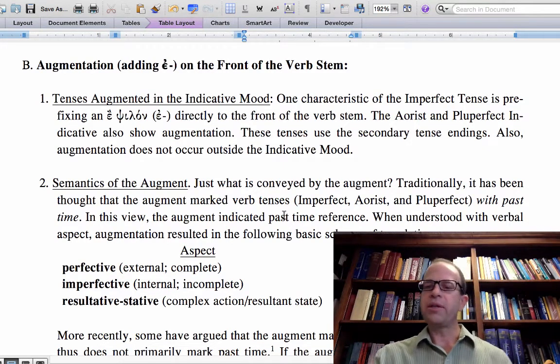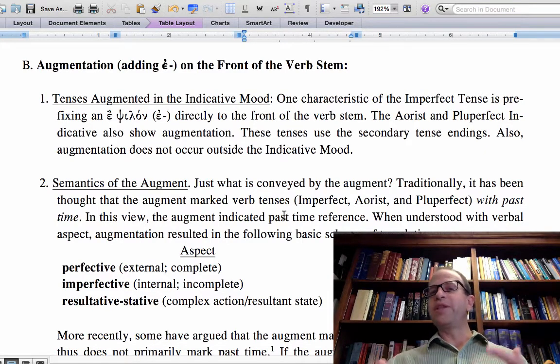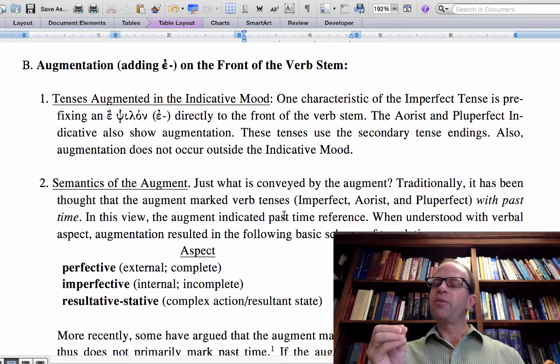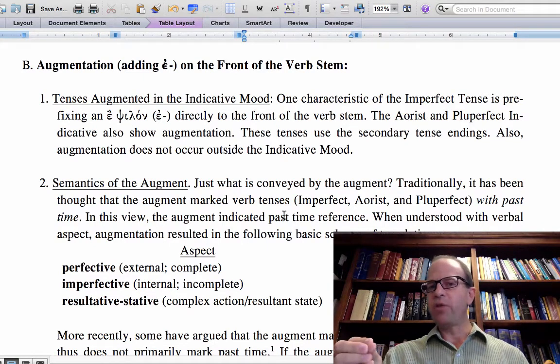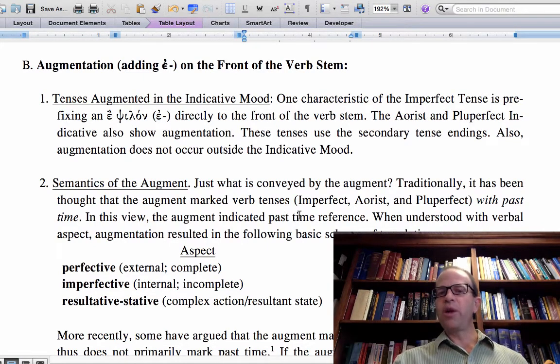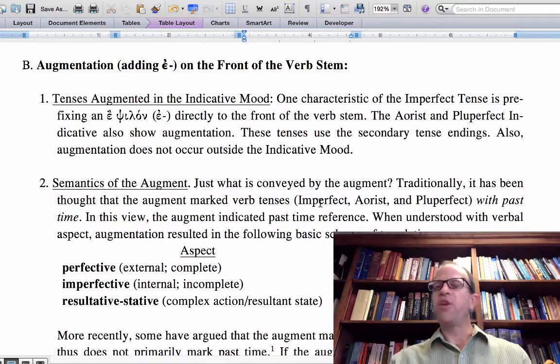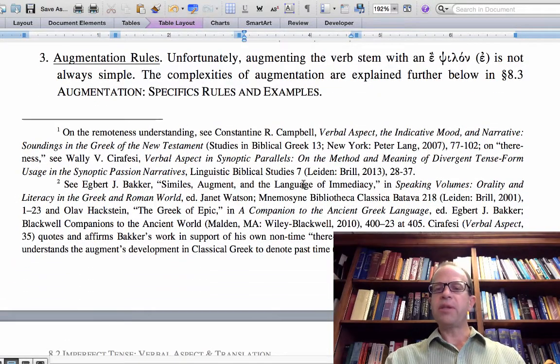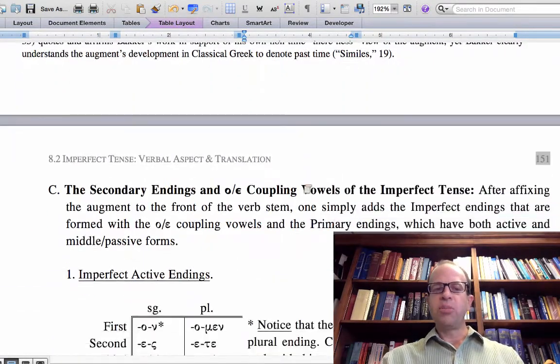Now the augment is debated in terms of what it signifies. I think the best way to understand the augment, this epsilon added to the front, is that it indicates remoteness and therefore is often marking a past time referent. So that's how we're going to understand the augment functioning in Koine Greek grammar. Now there are special rules for how to augment, and we'll look at those in just a moment.